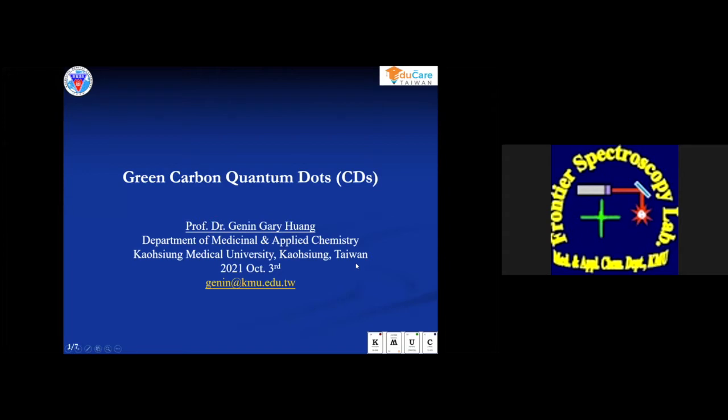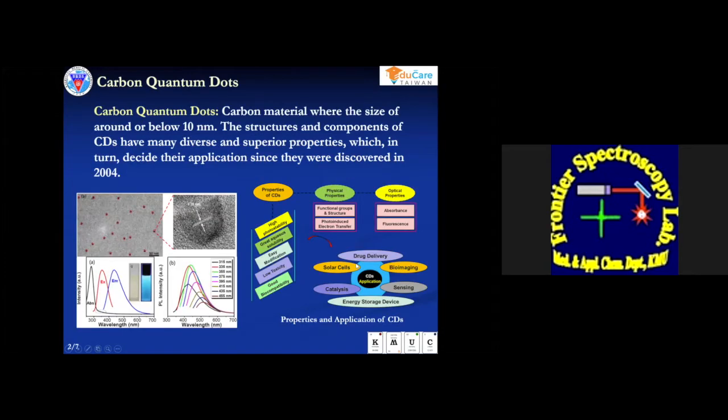And today my topic is the green carbon quantum dots. First, I would like to introduce what is carbon quantum dot. Carbon quantum dot is the carbon material where the size is around or below 10 nanometers. Because the structure and the component of carbon quantum dots have many diverse and very interesting properties, recently my lab is working on the synthesis and the application of carbon quantum dots.